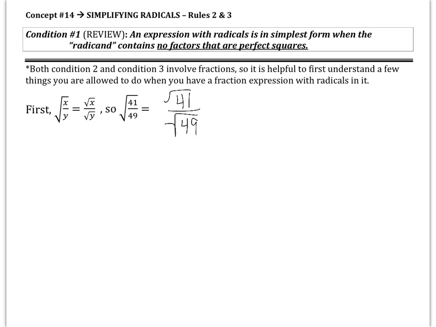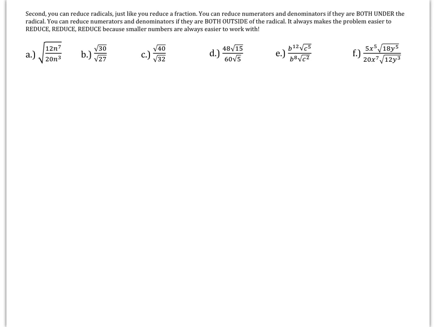And then condition number 1 says that none of the radicands can have perfect squares in them, so we know the square root of 49 is 7. So then we would make this the square root of 41 over 7. Now, of course, when you have a fraction, you should always reduce your fraction first. So for example, all of these fractions, we would just go through and reduce them all.